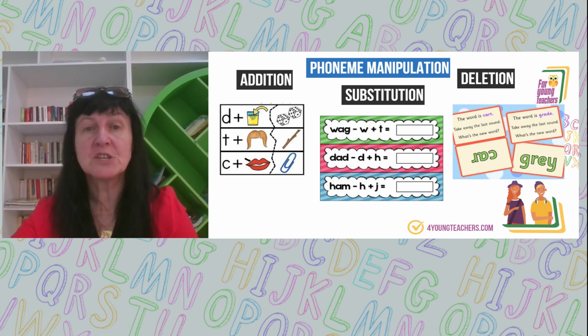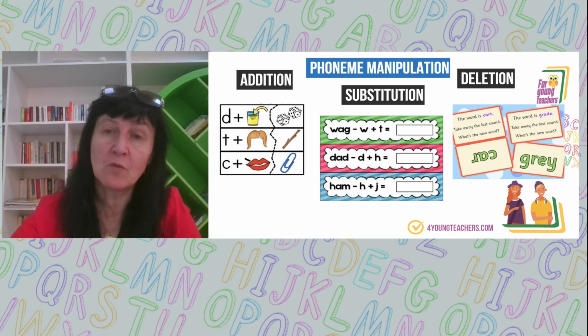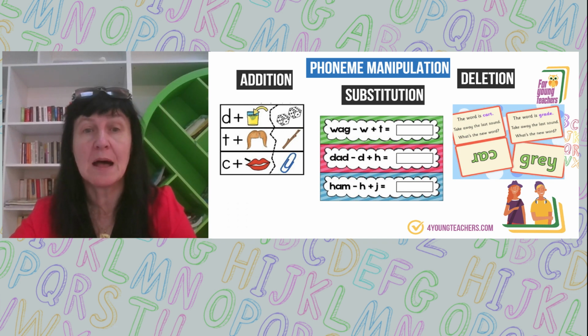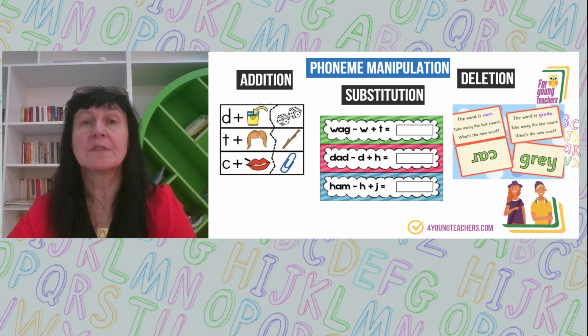So, phoneme addition involves adding phonemes to a given word to produce a new word, for example, starting with the word ice and adding the phoneme d to the end turns it into dice. Okay? Conversely, starting with the word cart and deleting the final phoneme t creates the new word car.